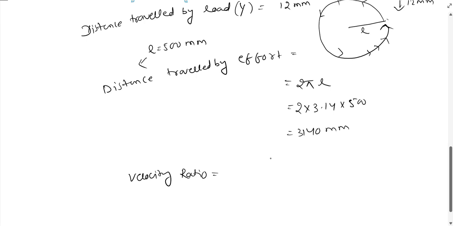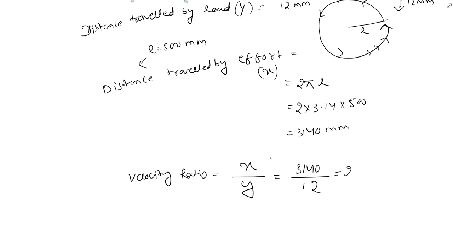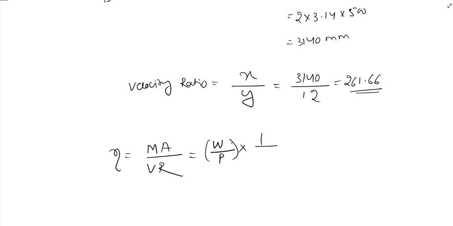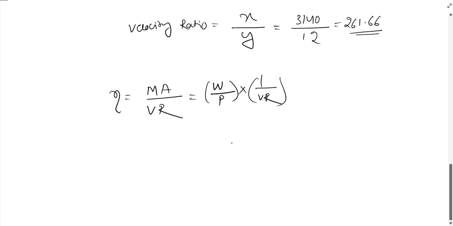Velocity ratio is distance traveled by effort by distance traveled by load. So 3140 by 12, which is equal to 261.66. No unit. Then we know the efficiency formula of lifting machine is mechanical advantage by velocity ratio, and mechanical advantage is the ratio between load to effort into 1 by velocity ratio, and efficiency is given as 50%.